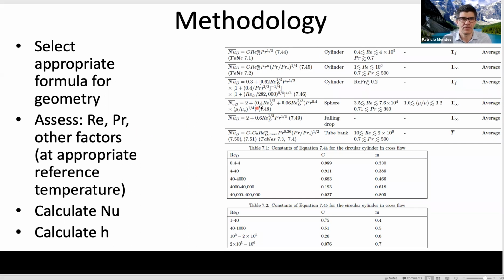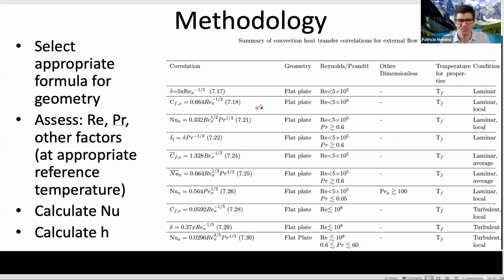Plug and chug. Many of my colleagues don't like teaching this class because they think this is all there is to heat transfer. No, heat transfer is beautiful and awesome. These formulas are just like the pinnacle of the accomplishments of many people over hundreds of years.